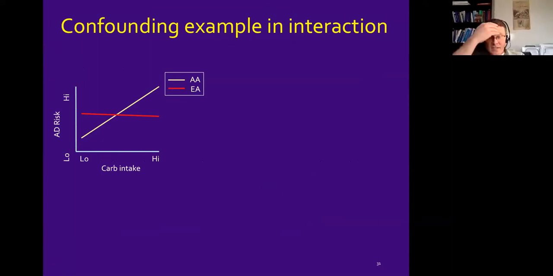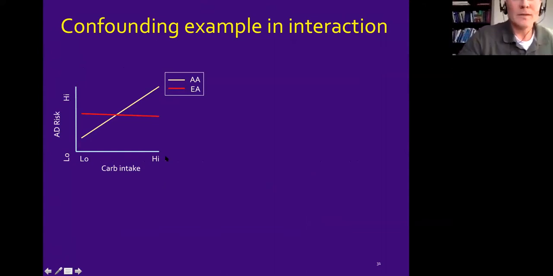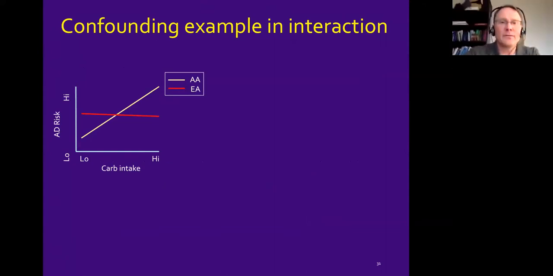Okay, so this is the first example I talked about. Let's say that we have this carb by AD risk interaction. There is no ApoE by carb interaction. What's actually going on is there's an ancestry by carb interaction, so that for African Americans carb intake matters a lot to Alzheimer's disease risk, and for Europeans it doesn't really matter at all, maybe due to background genetic effects or something like that.